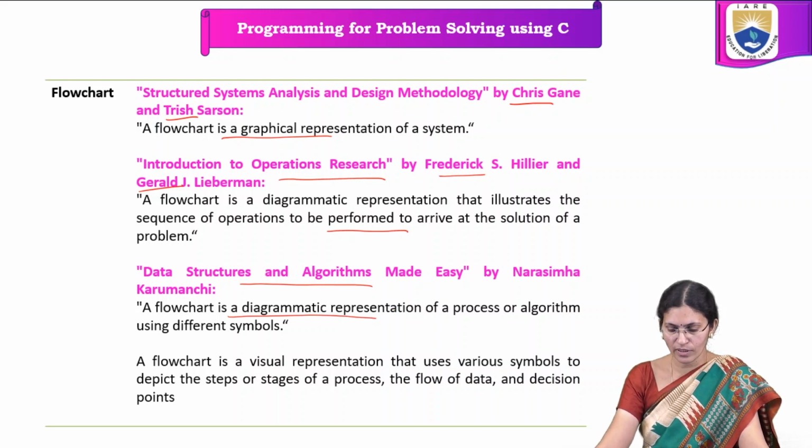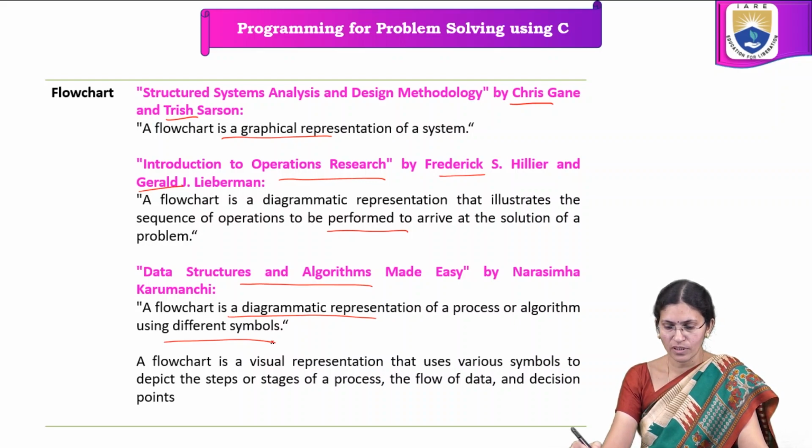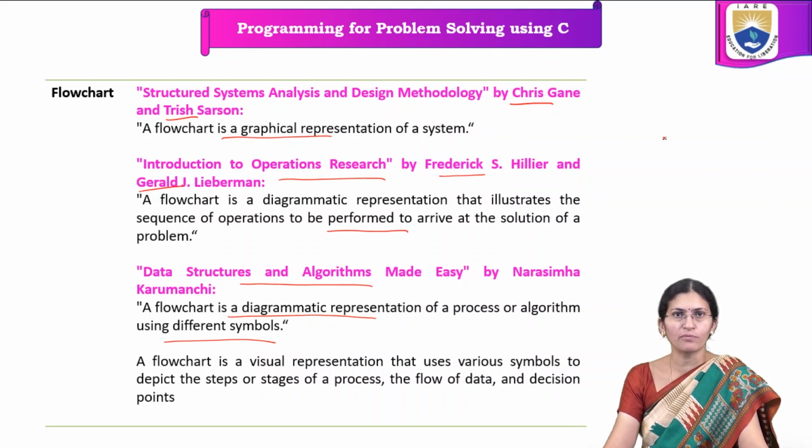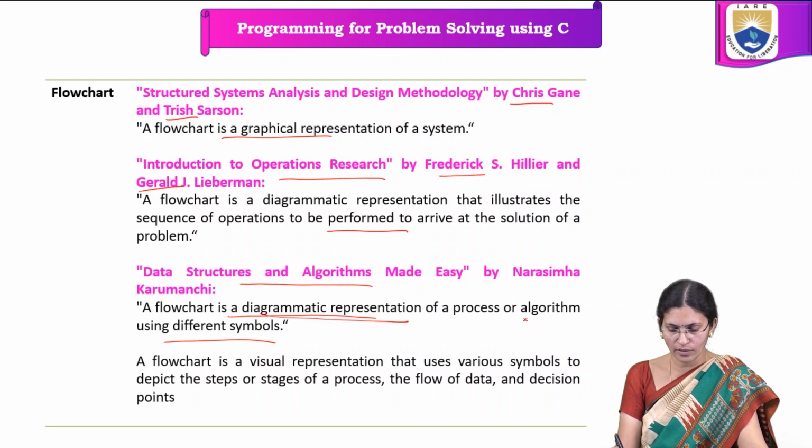of a process or algorithm using different symbols. So here we use symbols when we are drawing the flowchart. As we know, it is a diagrammatic representation of a process or algorithm. So an algorithm is represented in the form of a diagram. That diagrammatic representation is known as a flowchart.